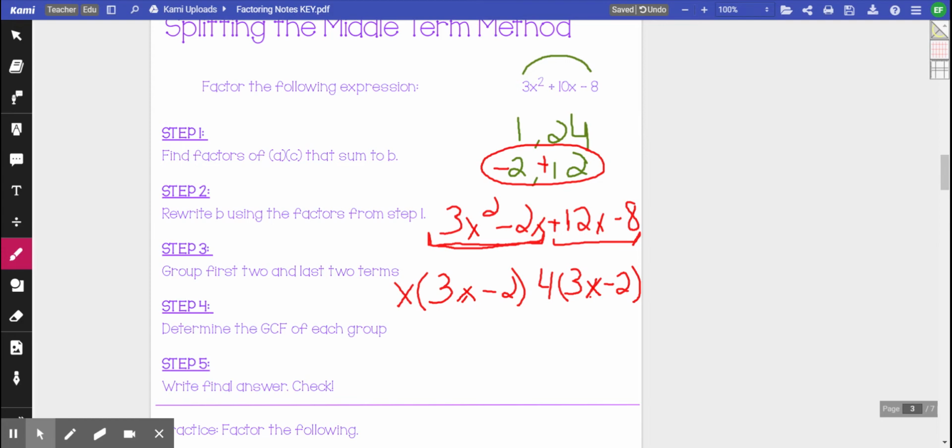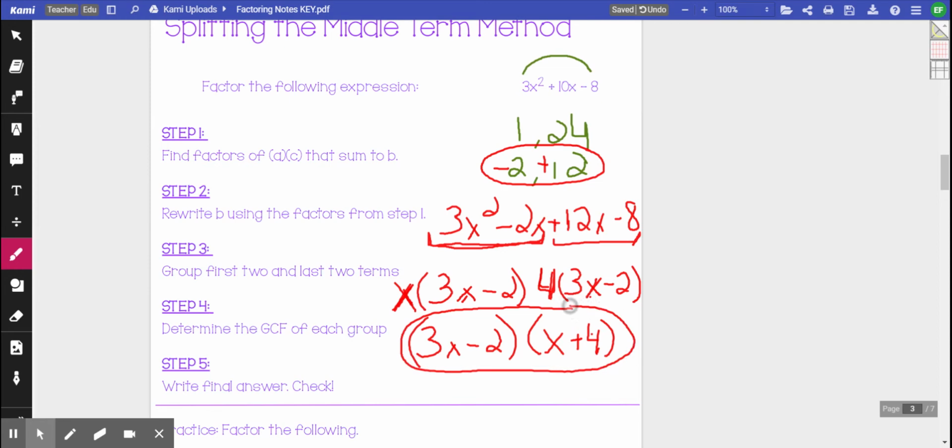From here, our very last step, we see that the 3x minus 2 is in common. So that is now our GCF of the expression. So I'll pull that out. What I'm left with is the x from the beginning, and the positive 4. So x plus 4 is going to be my other factor. Again, step 5 was just write your final answer, but then you can also check it. If you FOIL this expression right here, you should get back to the beginning. As long as you do, you know you did it right.